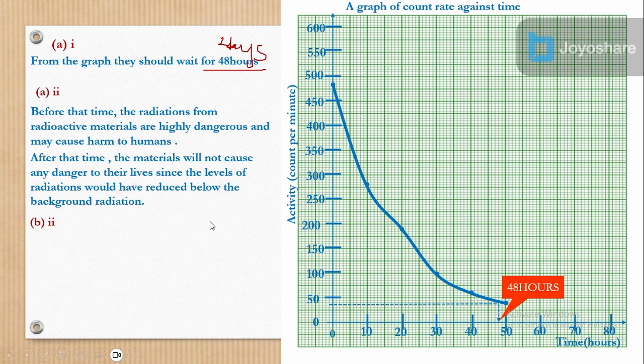Let's now go to part B, Roman number 2. Oh, that's part B, Roman number 1, sorry. They said, state the precautions the relatives have to observe inside the isolated room.